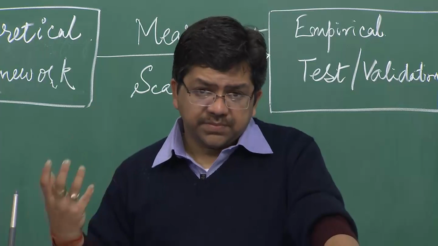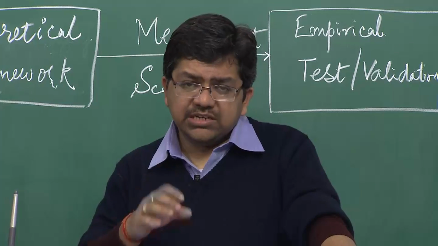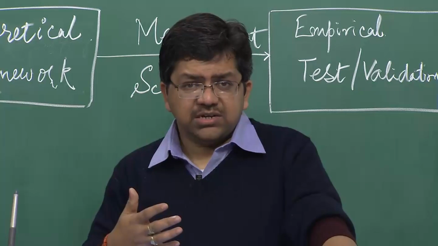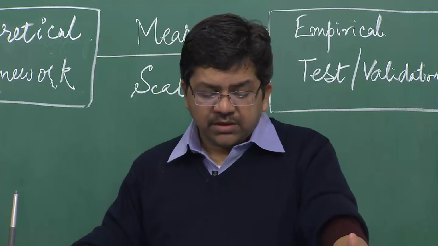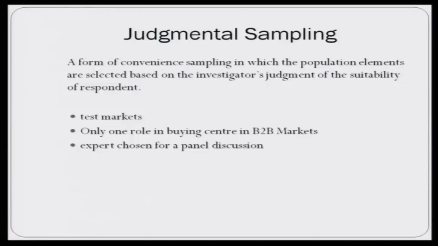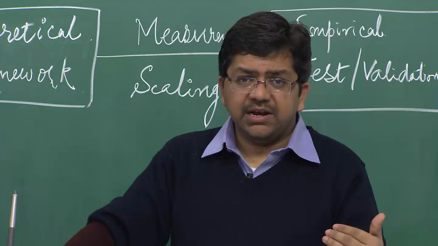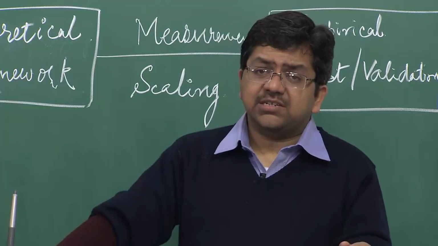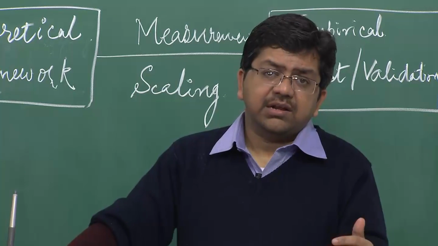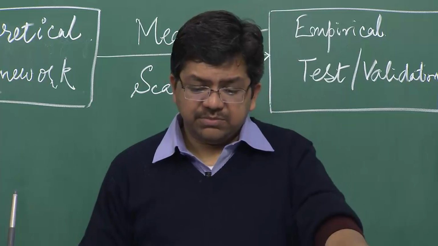Because the researcher believes that choosing such a sample will give you information as close as possible to the actual purchasing behavior of the buying center. A very common example of judgmental sampling is experts chosen for a panel discussion, where the panel is chosen by a person who knows those people and understands that they have certain expertise to talk about a particular subject. So, such a panel of experts is also a type of judgmental sampling.